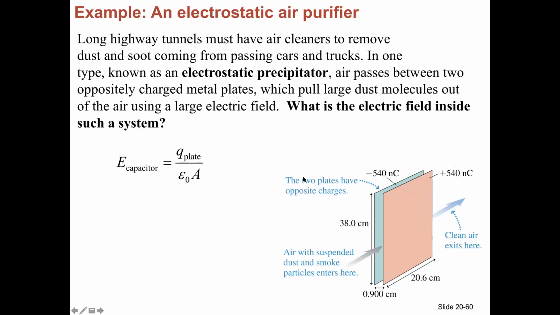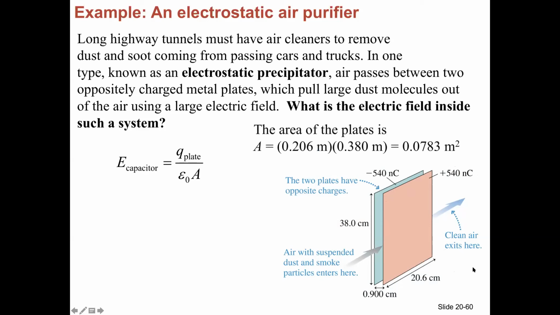The area A is going to be the area of the plates itself. Here we're given their shape. We don't need to make assumptions like in the last problem. So they're rectangular, so we're just going to do length times width, converting, of course, to meters before we work out the area.